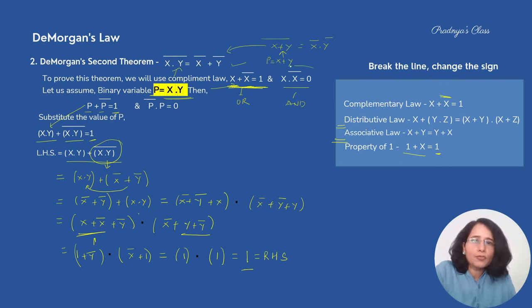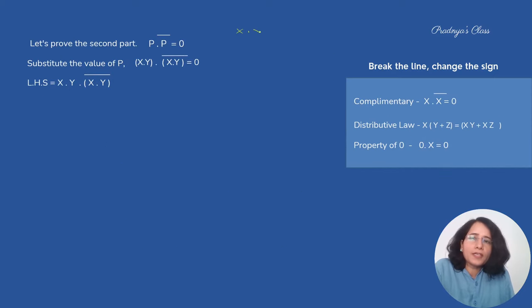Now similarly we have to prove the second complementary law. The second complementary law is x dot x bar is equal to 0. So we assume one P here, so it is applicable to P also, and you know the value of P, we have substituted that, x dot y. So it is x dot y dot (x dot y) whole bar equals 0. So let's start with the left hand side. The first term is x dot y, and I'm going to apply DeMorgan's second theorem, which says when we write the complement to the individual term, we change the sign. So we get this term.